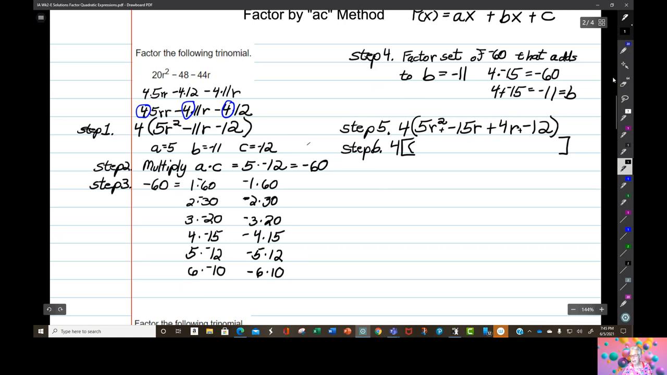So, actually I want to do it in blue. The first thing I'm going to do is just write 4r squared minus 15r plus 4r minus 12, and use my blue marker to put parentheses around the first 2 terms and parentheses around the second 2 terms. Now this is, I guess, step 7. Step 7 is factor by grouping, which you've already done and which we're going to do a bunch more.